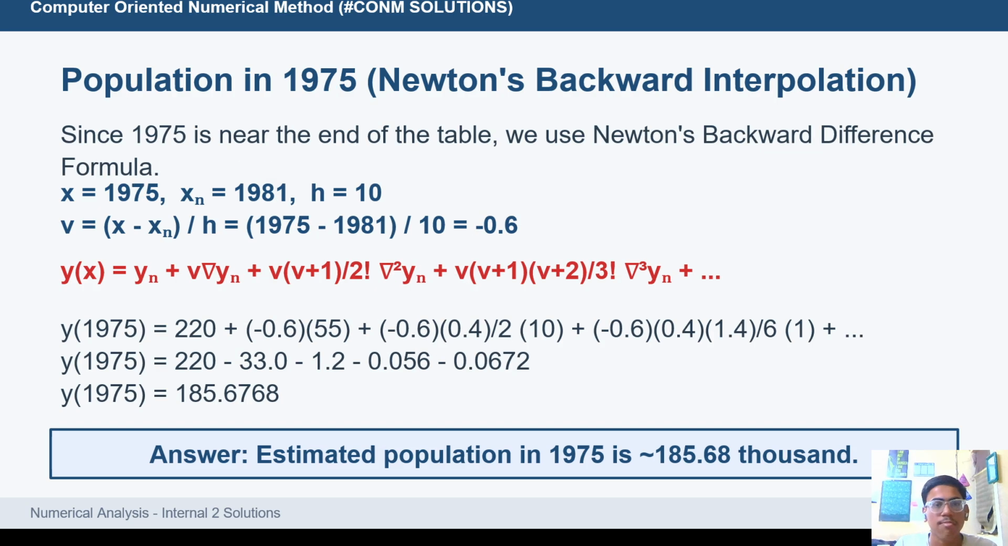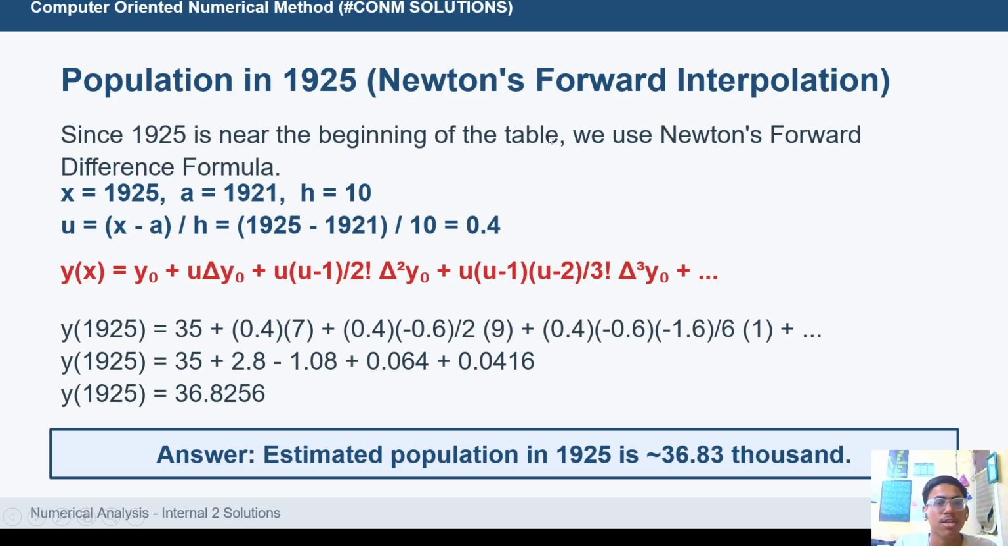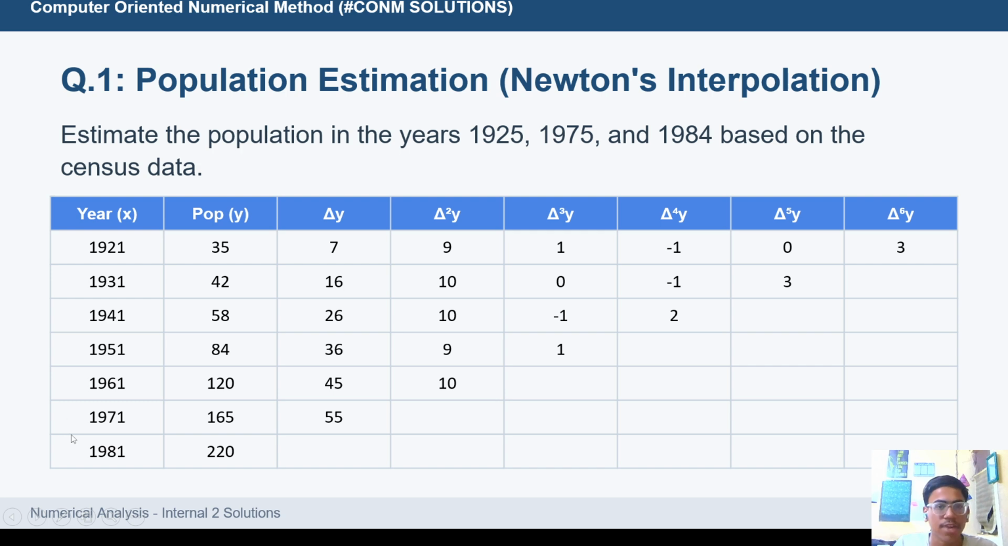Now the second part is to find the population in the year 1975. So for finding the population in the year 1975, we already know that 1975 is near the end of the table. You can clearly see that 1975 is somewhere around this, that is the end of the table.